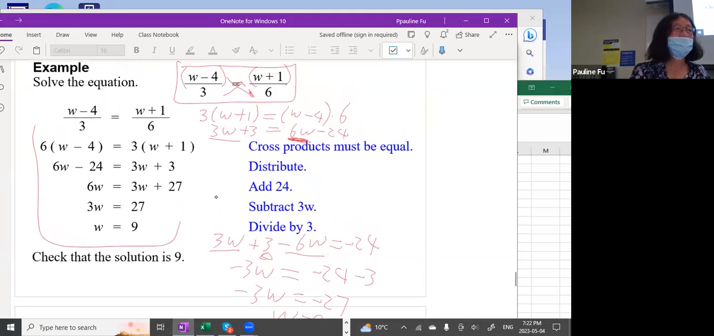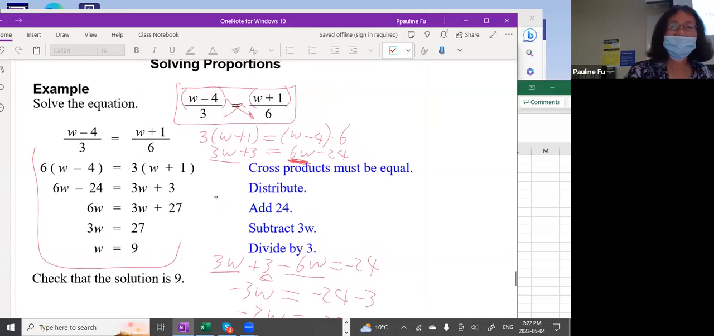So please put your hand on the paper. Given this, can you get w equal to 9? If yes, congratulations. If no, you need to study harder.